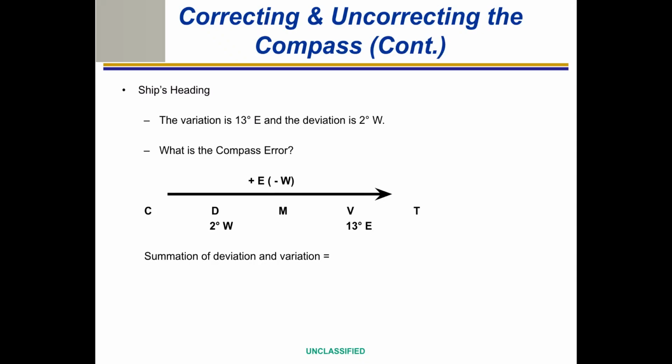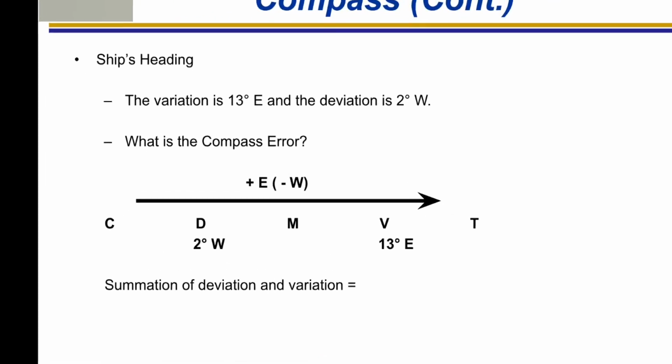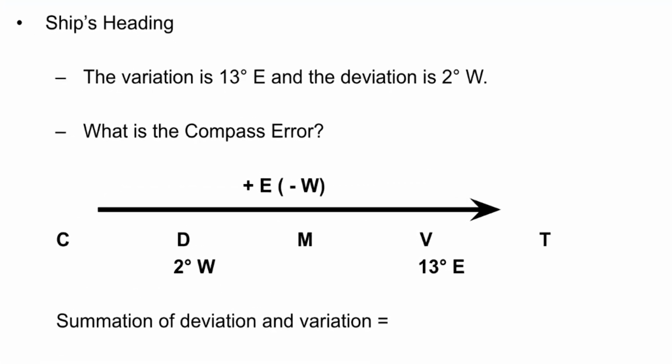So I need to combine these 13 degrees east with our 2 degrees west to find our total compass error. In this case, I am going to take my variation, which is 13 degrees east, because this is the larger of the two. I always like to work with the larger of the two first. It doesn't matter if it's your variation or your deviation. So I'm going to go ahead and write down my 13 degrees east here.